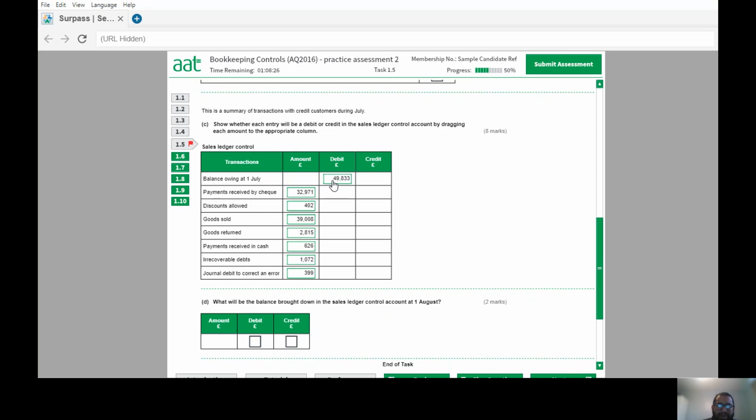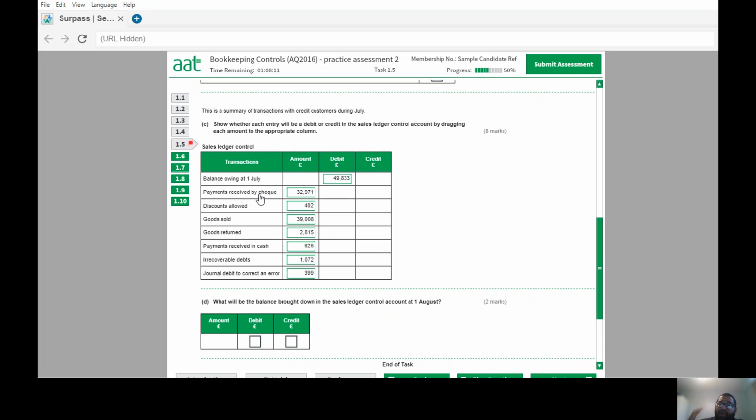Sales ledger control account is an asset account, so that will be a debit balance. So whenever you receive payments by check, what happens to your SLCA? Remember, when we receive payment, it is going to be a debit into my bank account, credit into my SLCA.